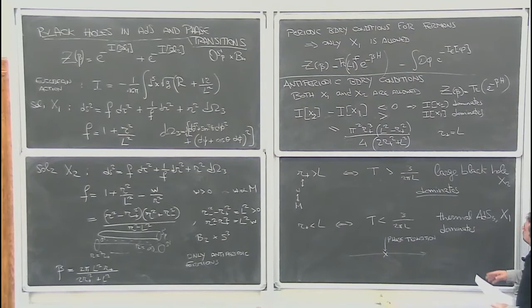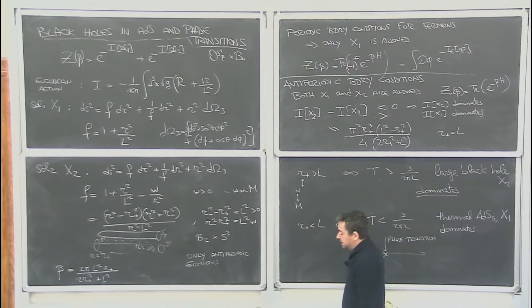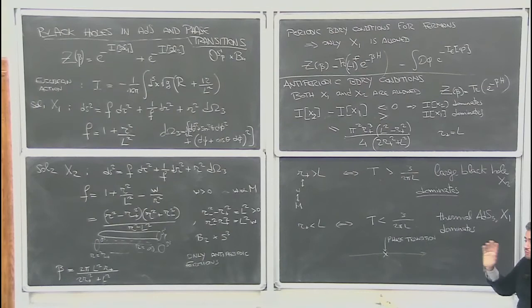So you may ask, okay, why should I care about phase transition for black holes in ADS? Again, the reason is ADS-CFT. So for those of you that know some ADS-CFT, let me just say that these are results by Hawking and Page. So they were obtained in 83, I think. They didn't know anything about ADS-CFT. They were just concerned with gravitational physics.